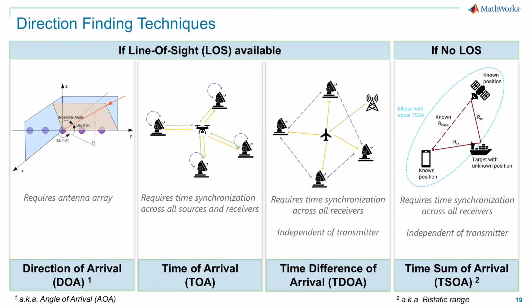TDOA, time difference of arrival, is synchronization across receivers only, independent of the transmitter. You measure arrival time differences between receiver pairs using GPS-disciplined oscillators. This is the most practical technique for passive geolocation because you need zero cooperation from the emitter. And when line of sight is unavailable, time sum of arrival, bistatic range, uses the total path length through a target to define an ellipsoid. This works for passive radar using illuminators of opportunity, and each has different hardware requirements. The right choice depends on the platform and the synchronization capabilities.